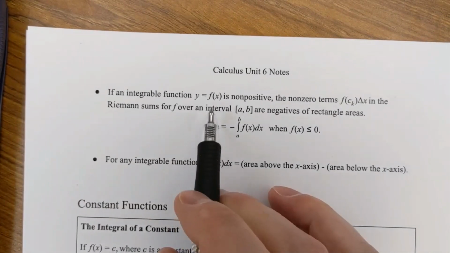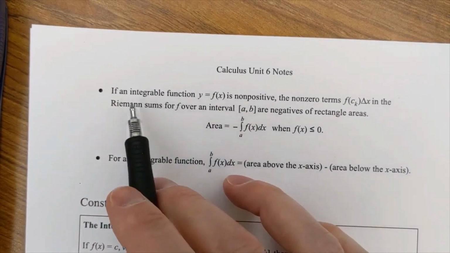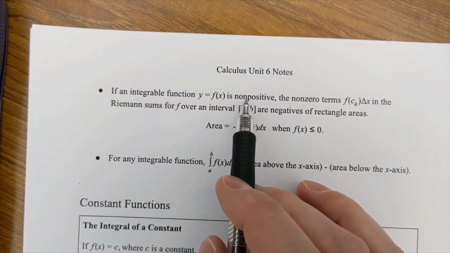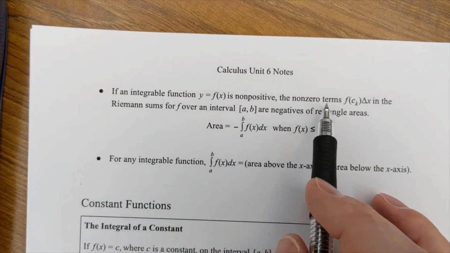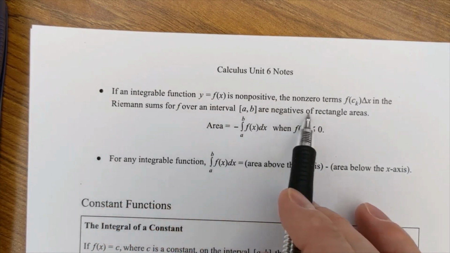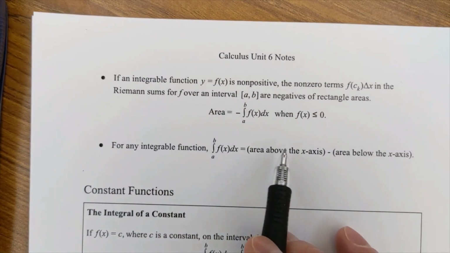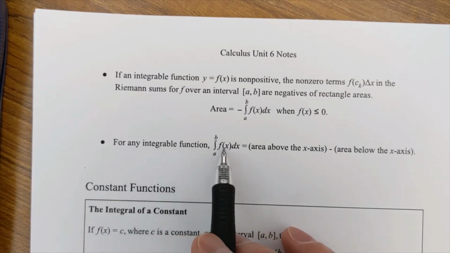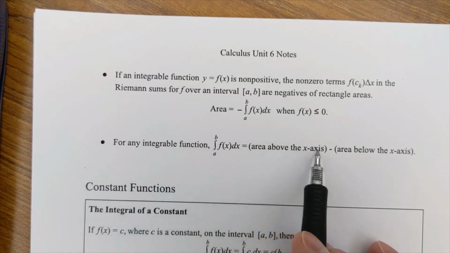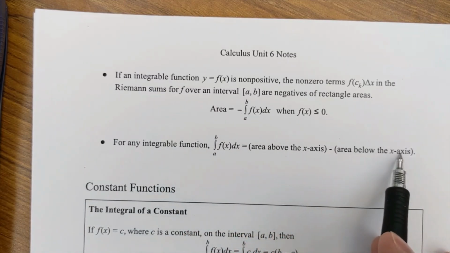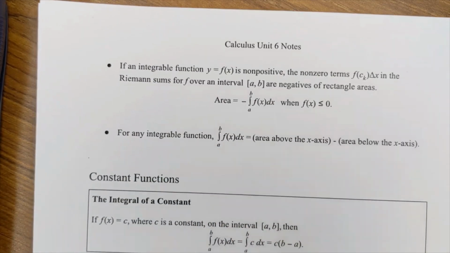Okay, if an integrable function f of x is non-positive, meaning it's 0 or negative, the non-zero terms are negatives of rectangular areas, so you get negative values if the function is negative. For any integrable function, the total integral is equal to the area above the axis minus the area below the axis. Because they have negative areas, you take them away.